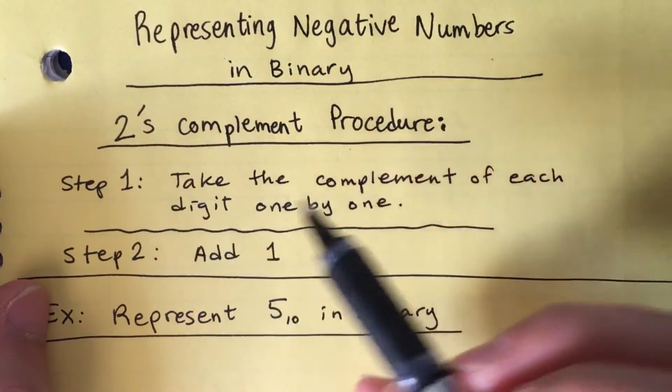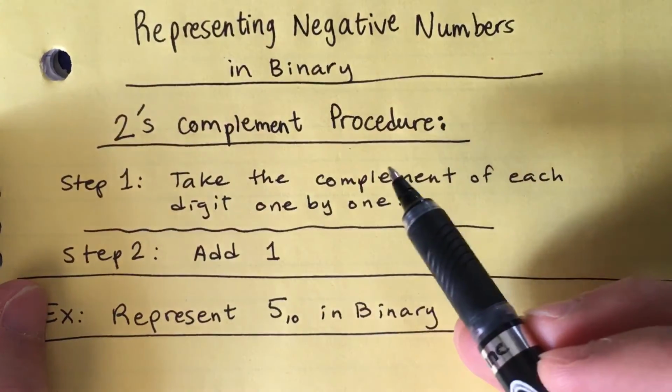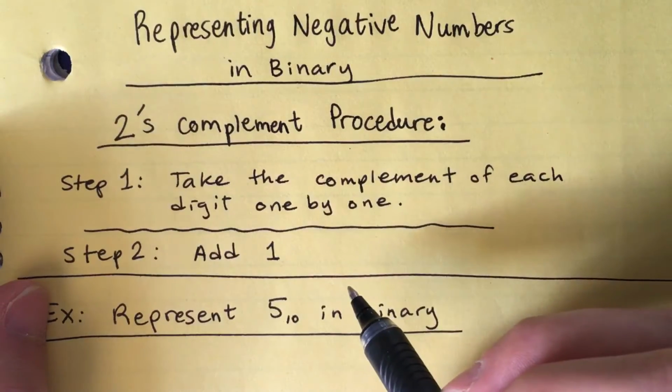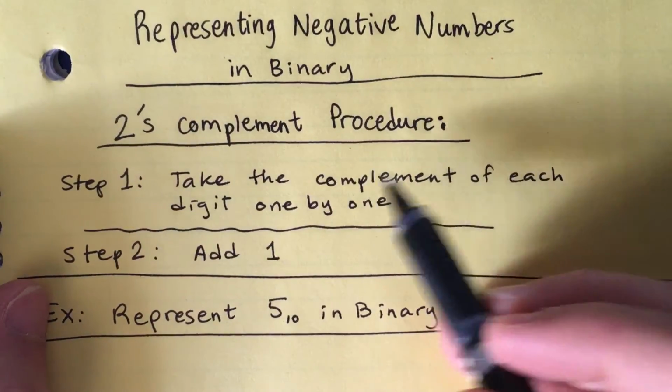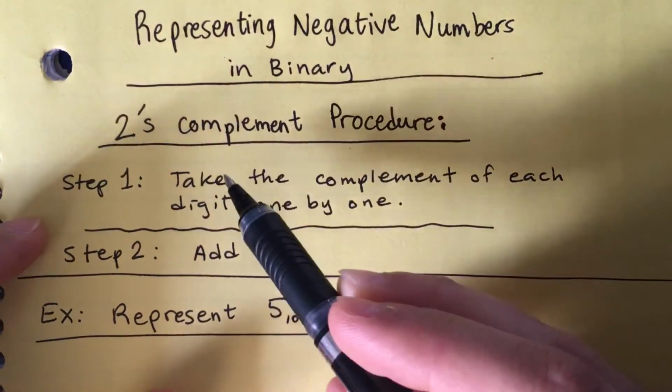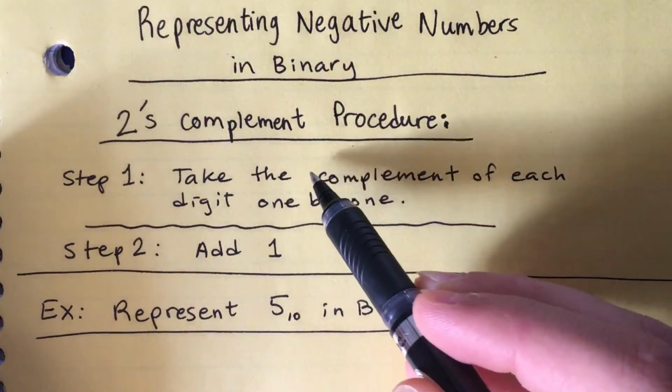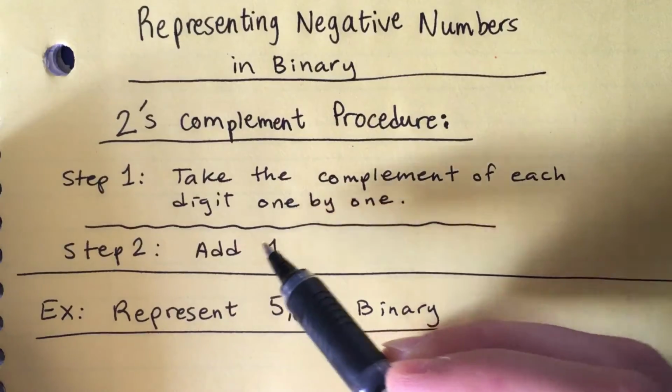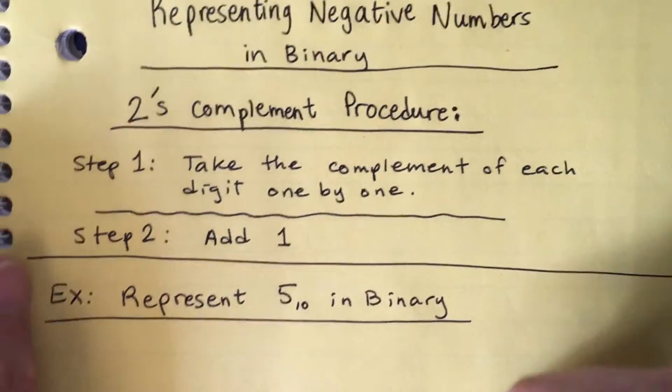You're first going to take the complement of each digit one by one. So if you have a 0, you make it a 1. If you have a 1, you make it a 0. And then you take the sum of that number that you got from step 1, and 1. So let's just do an example.